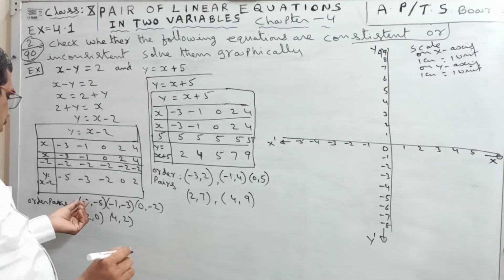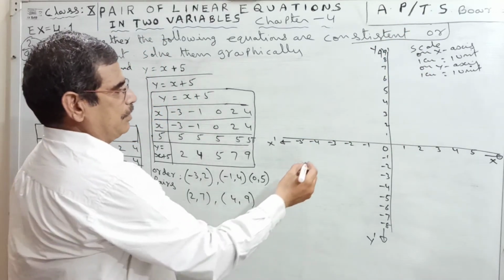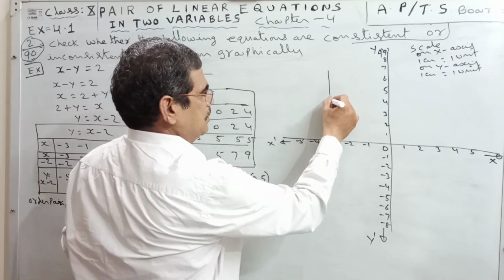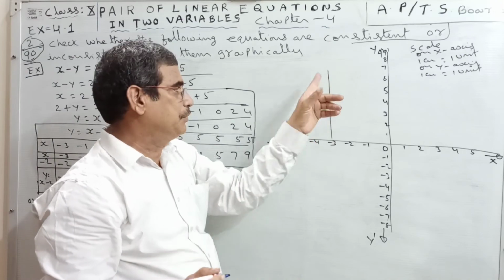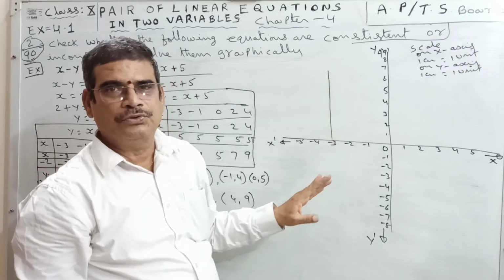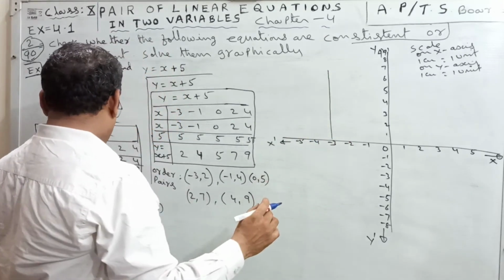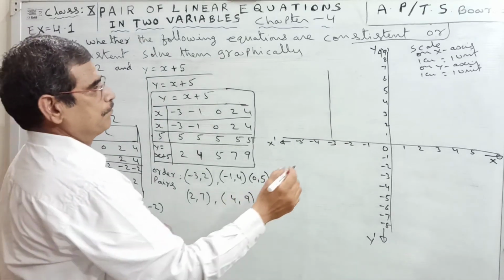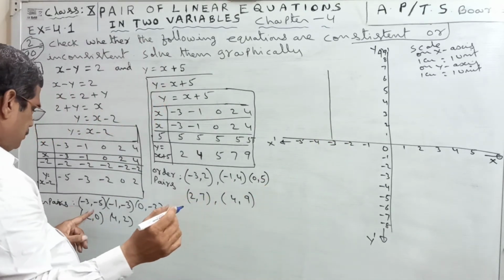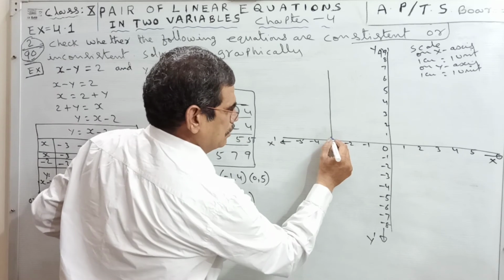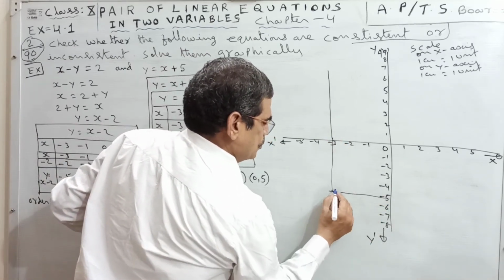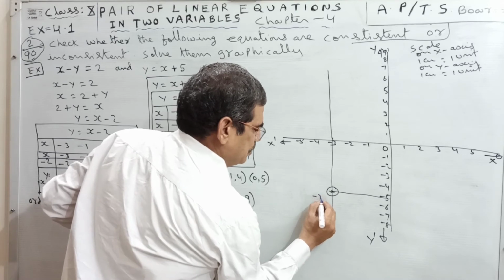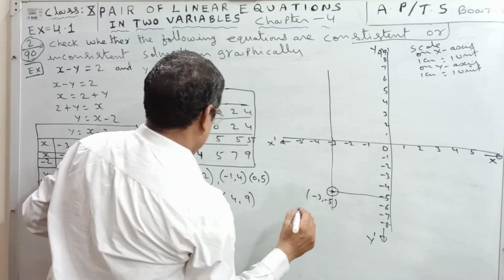So first point -3 comma -5. Here the -3 line is like this. No need to draw the line in graph paper, so the line is already there for you. Okay, so what is the y value? -5. -5 means here. So this is -3 comma -5.